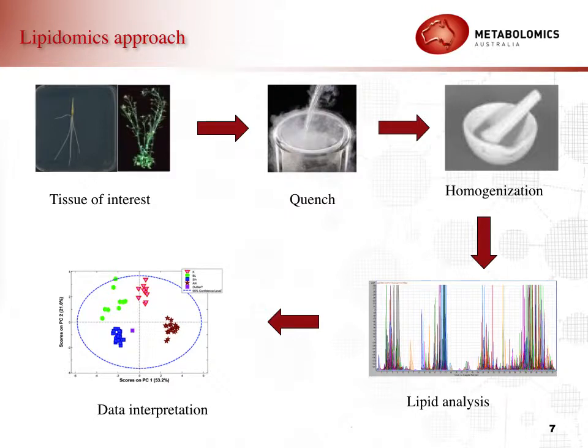So, the lipidomics approach. The tissues are harvested and samples are quenched to stop any further degradation of metabolites and lipids. The tissues are homogenized using a cryomill, and lipids are extracted using solvent-solvent extraction. Then lipids are analyzed using LCMS, and fatty acids are analyzed using GCMS platforms. To investigate the spatial distribution of lipids in the roots, we have used imaging technology. LCMS and GCMS data is processed and statistical analysis is performed to identify significant lipid species.